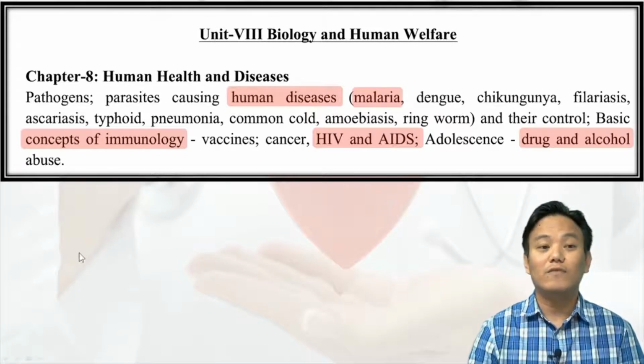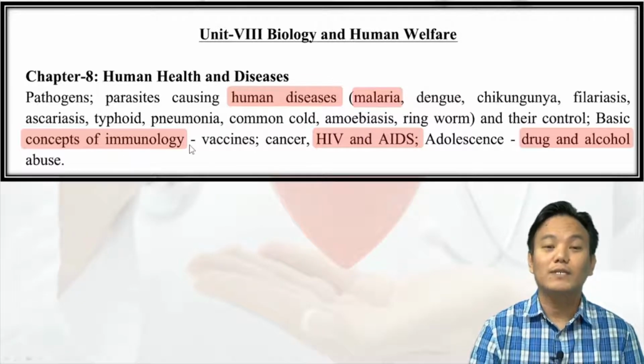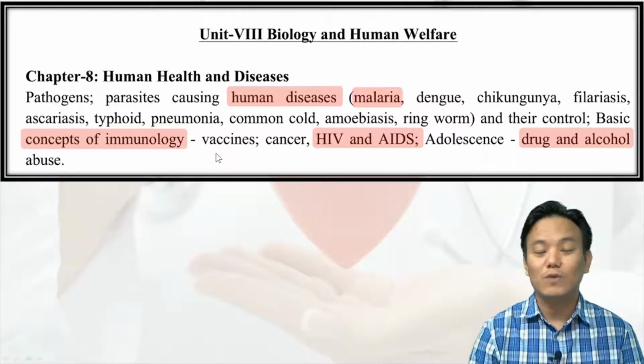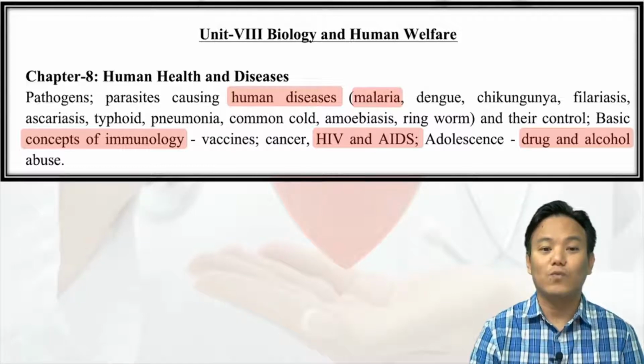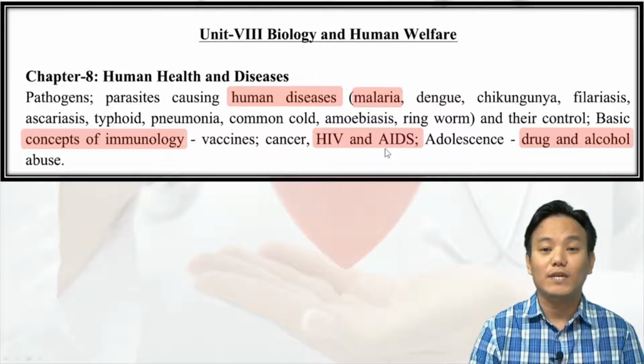And later on, we will discuss the basic concepts of immunology, right? What is the immune system? What are the parts of the immune system, and how does our immune system protect us from various kinds of infections? In that regard, we will also discuss vaccinations or immunizations, right? How immunization or vaccination works. And then we will talk about cancer, HIV and AIDS.